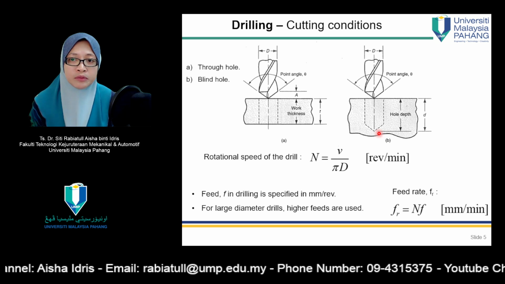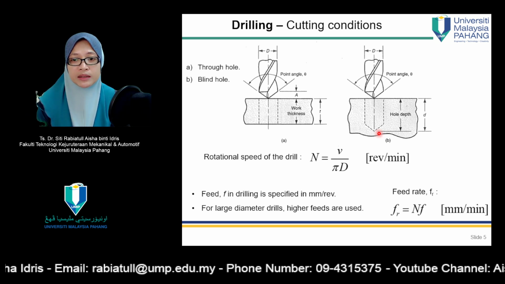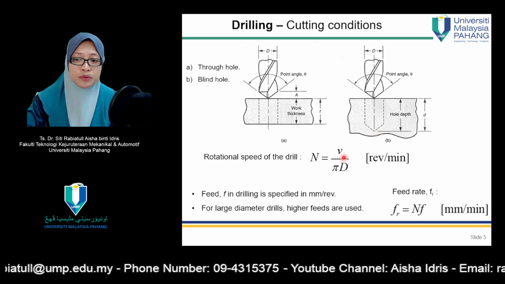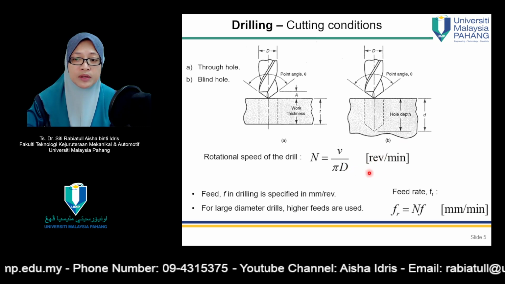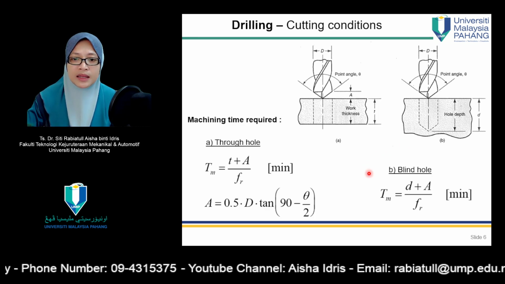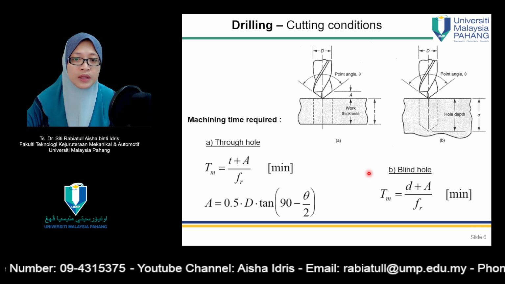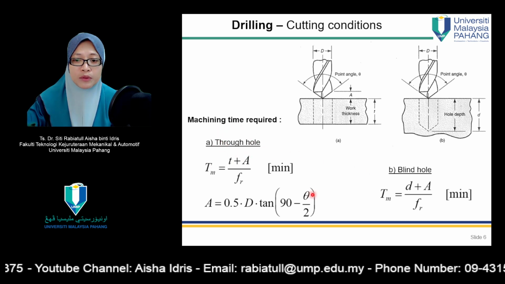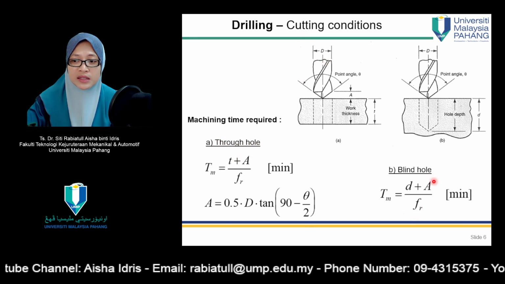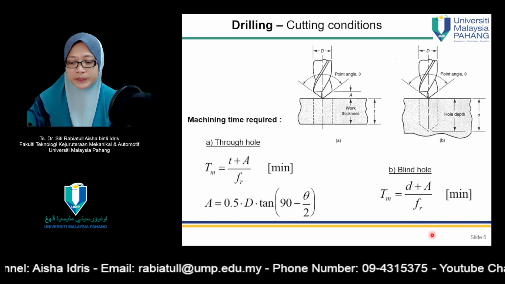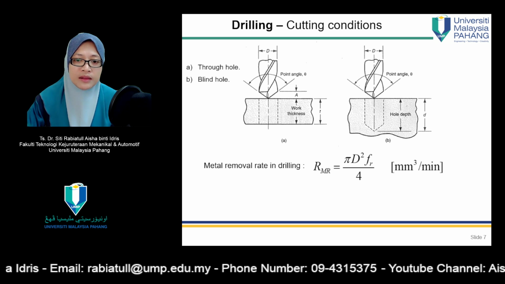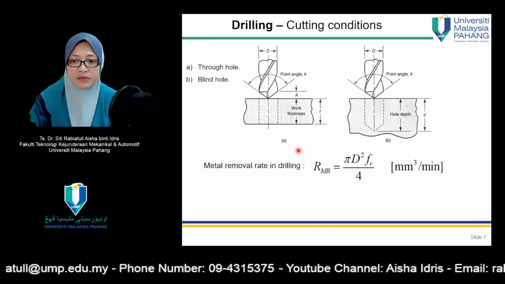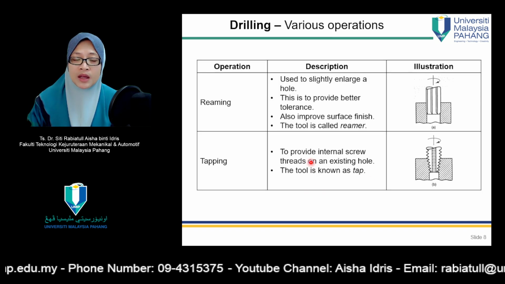And of course, for the drilling bit itself, we can control its speed by using this formula, which is N equals V over pi D, with the units of revolutions per minute. Other than that, we also can control the machining time with this formula. So basically, this one is a formula for a through hole for this condition, and this one is for a blind hole. Other than that, we can also calculate the material removal rate in drilling using this formula.